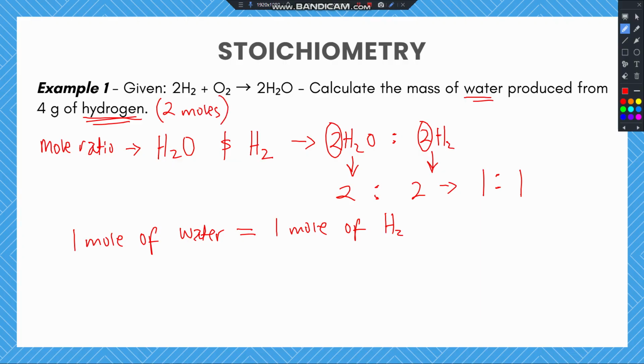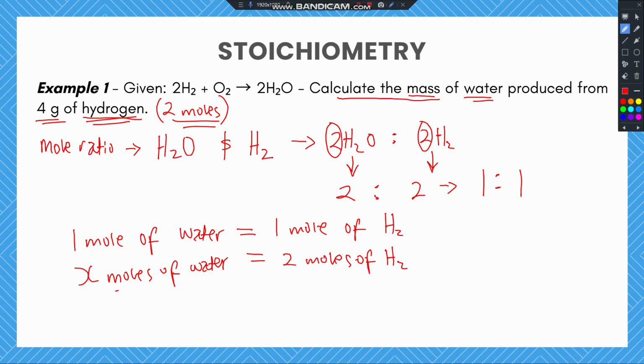So to apply that, what we would simply say is X moles of water will be produced by 2 moles of hydrogen. Remember, we converted these 4 grams to become 2 moles. And the question says calculate the mass of water. Now I know we are saying X moles of water, but what we are asked to do is calculate the mass of water. So when we use this mole ratio to find the number of moles of water, we then convert it into mass.